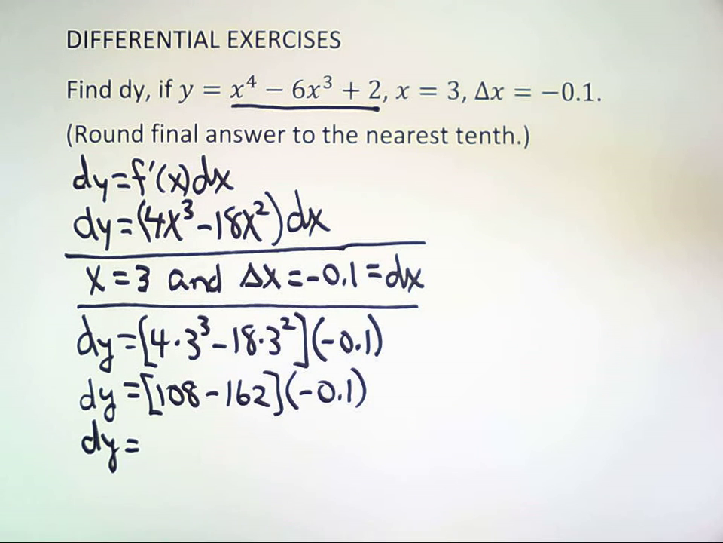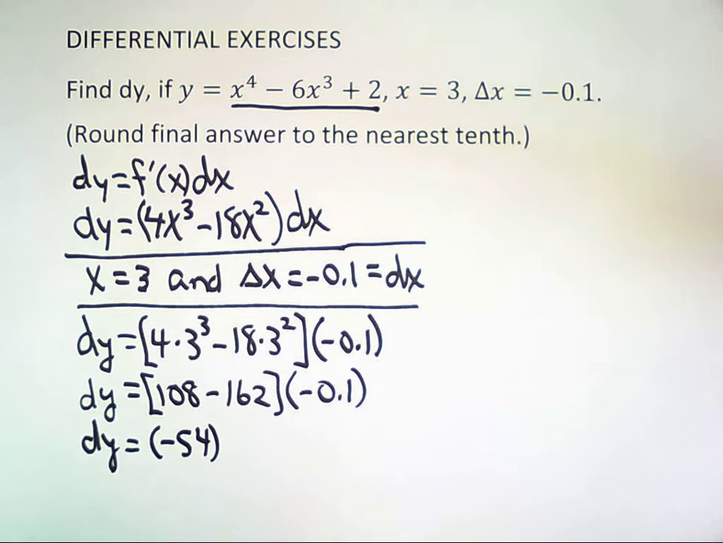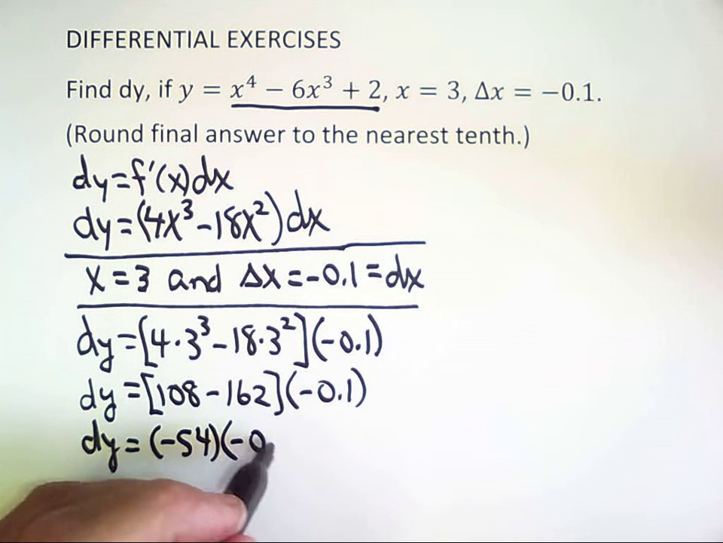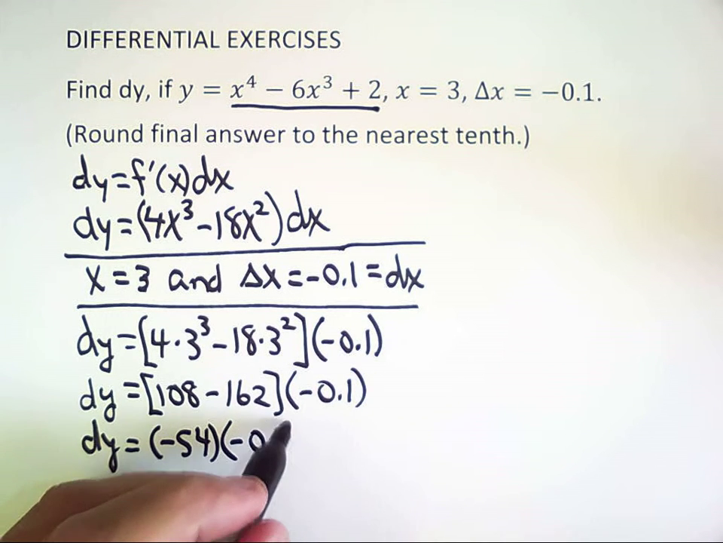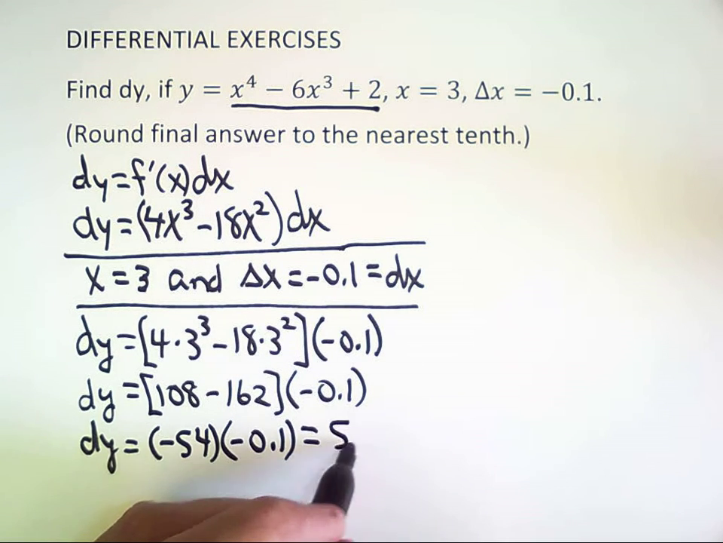108 minus 162 is negative 54. So we multiply that by negative 0.1. And we end up with the differential being positive 5.4.